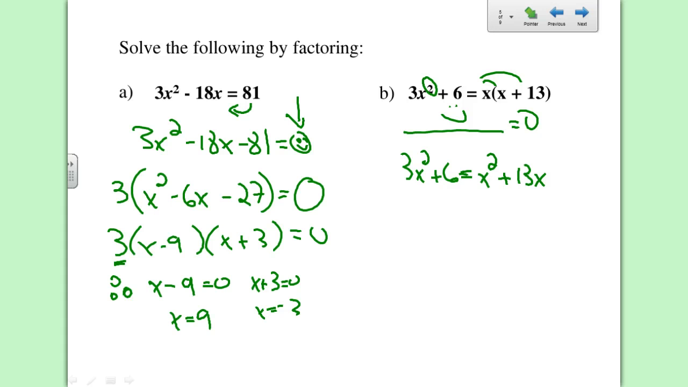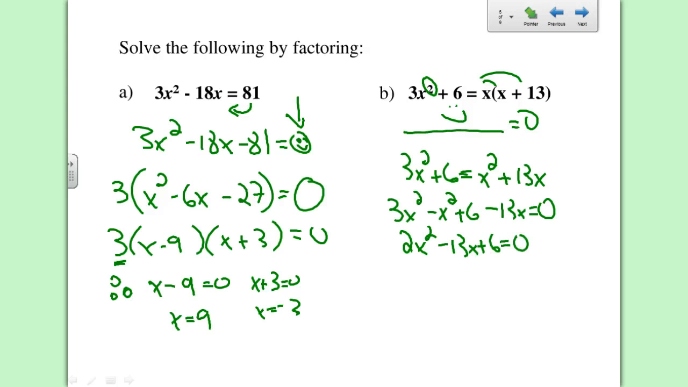I need to take it all to one side. So when I do, I get 3x squared minus x squared plus 6 minus 13x equals 0. Now I have it all on one side. That gives me 2x squared minus 13x plus 6 equals 0.